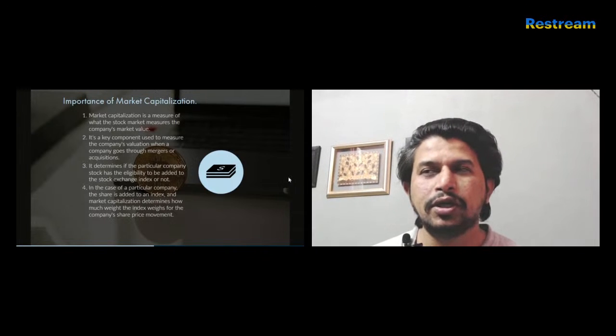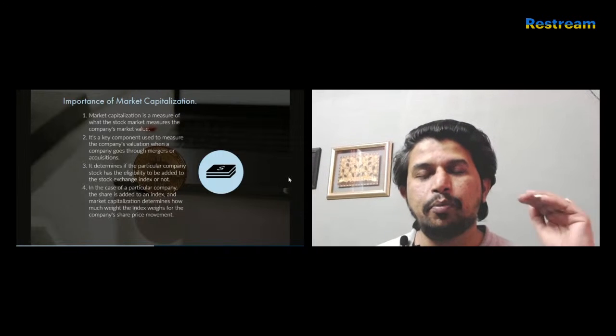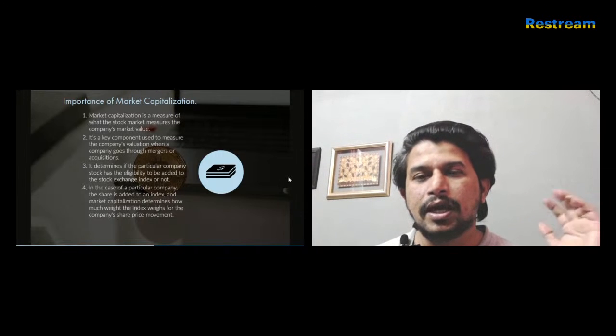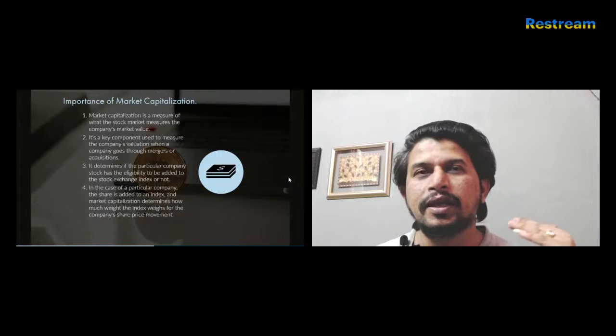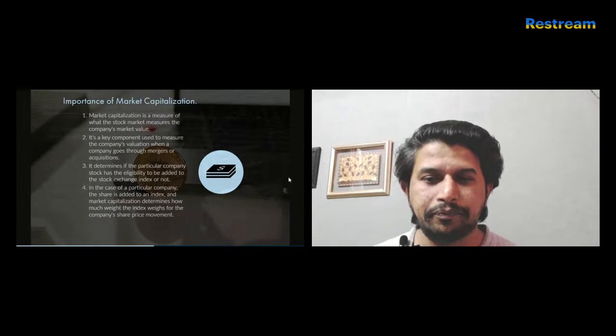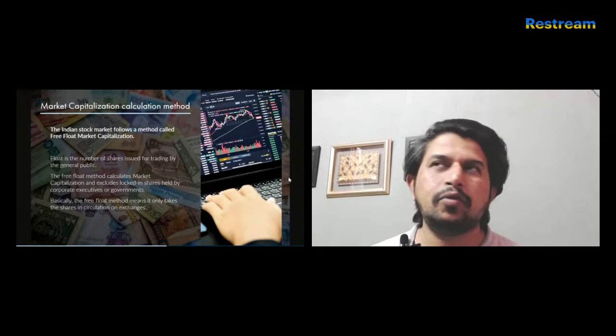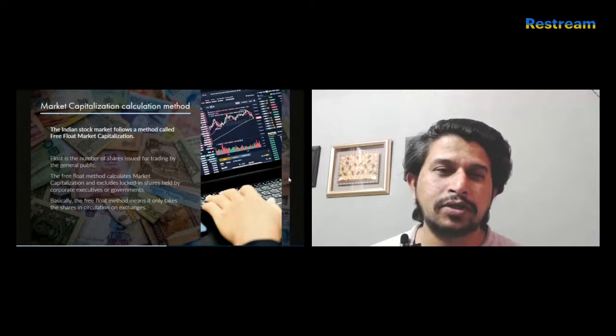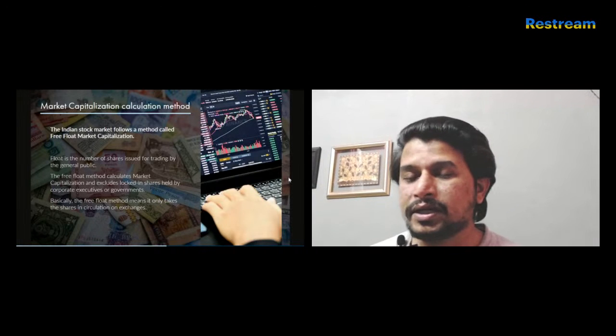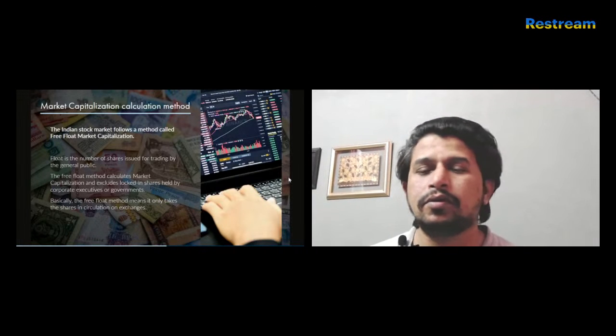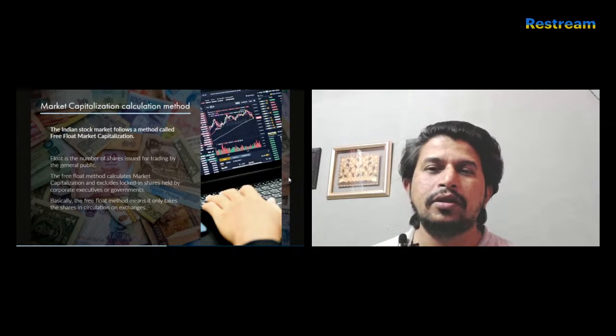As I already mentioned, Reliance has a weightage of 10.2, meaning a 100 point move on Reliance will give 10.2 points move on Nifty. So, the market capitalization calculation method: previously there was a different float, the market float calculation method. Now it is the free float market capitalization.